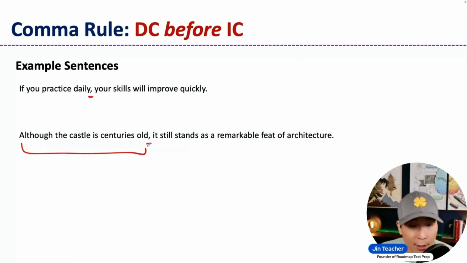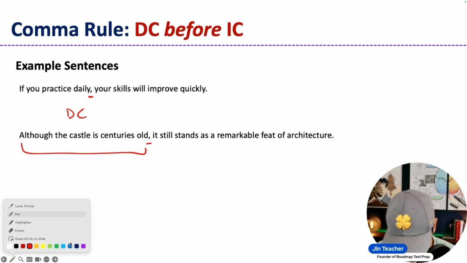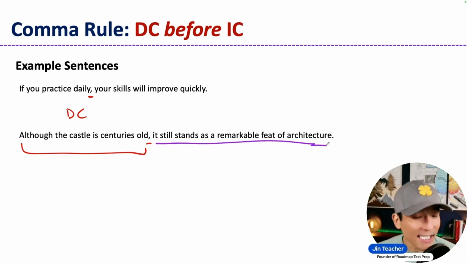The commas are used usually to separate one big component from another one, right? So here, when we say, although the castle is centuries old, that's going to be my dependent clause. And the reason I'm stopping here is because the comma separates this component from this other component, right? It still stands as a remarkable feat of architecture. So what is this component, you guys? Is this a dependent clause or independent clause? It's an independent clause, right?